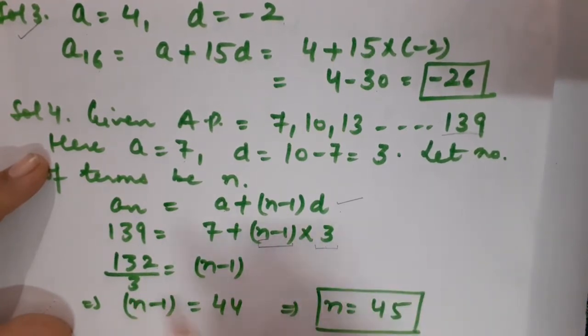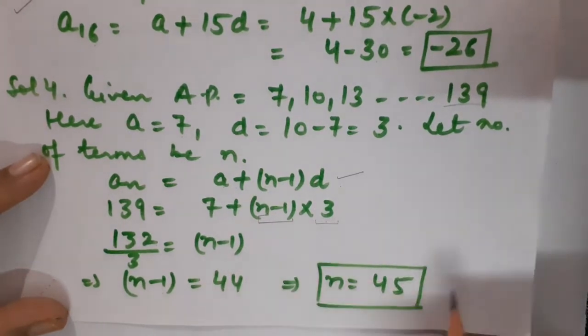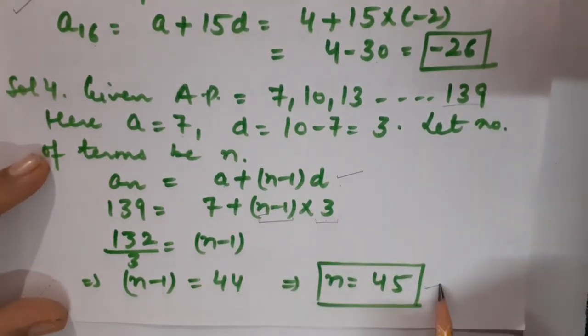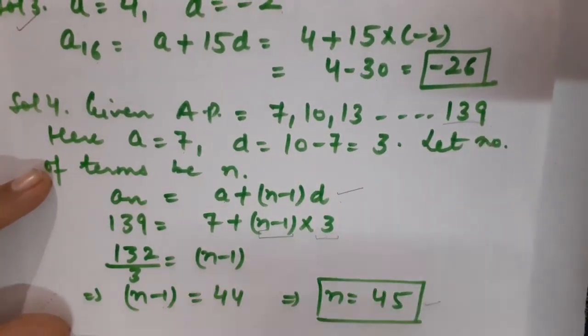When 3 comes on left hand side, it will be divided. So n minus 1 is equal to 44. It means n is equal to 45. So the number of terms which are given in this AP, they are 45.